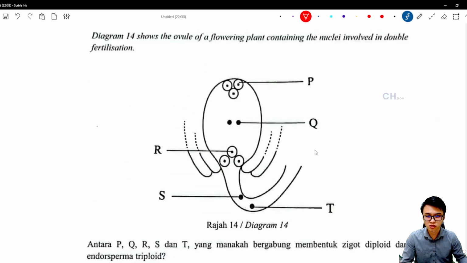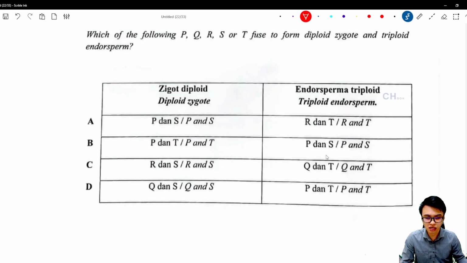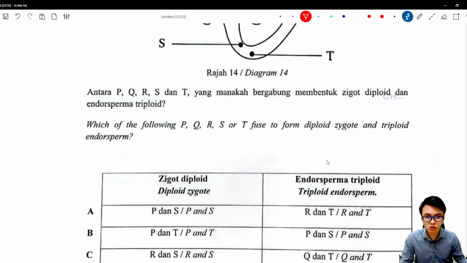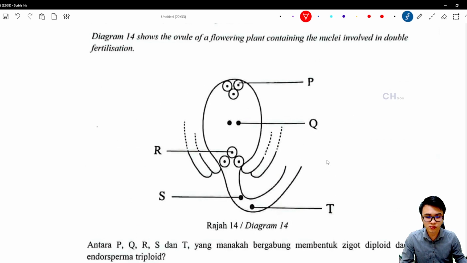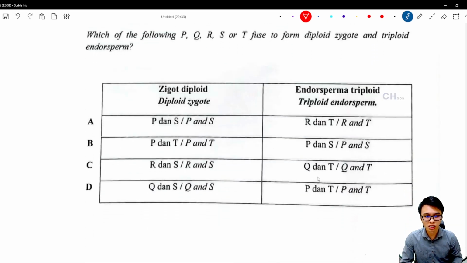Wow, this one is confusing. But I think it's fine. So triploid endosperm. Now, the triploid endosperm must fuse with the Q. One of the pollen here, the male gamete, is either this one or this one, fused with the Q, then it will form the endosperm. So the answer here should be Q and T, and the answer should be C.